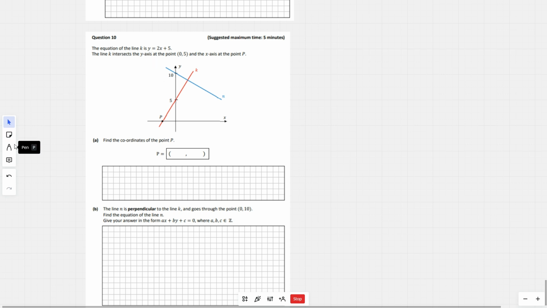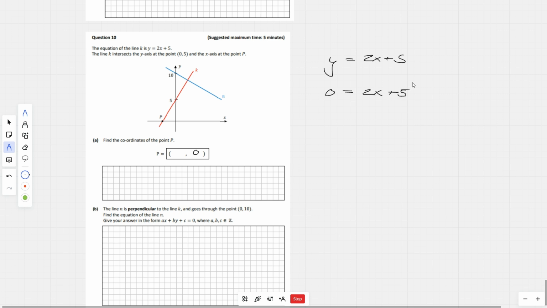Okay, so in order to find the coordinates, we have to take into account a few things. First, we know that the equation of the line is y = 2x + 5. So let's just write that. Now, we know 100% that at point P, y is going to be 0 because it's touching the x-axis. So we can already fill that in. We can also fill it in here. So we can say 0 = 2x + 5.